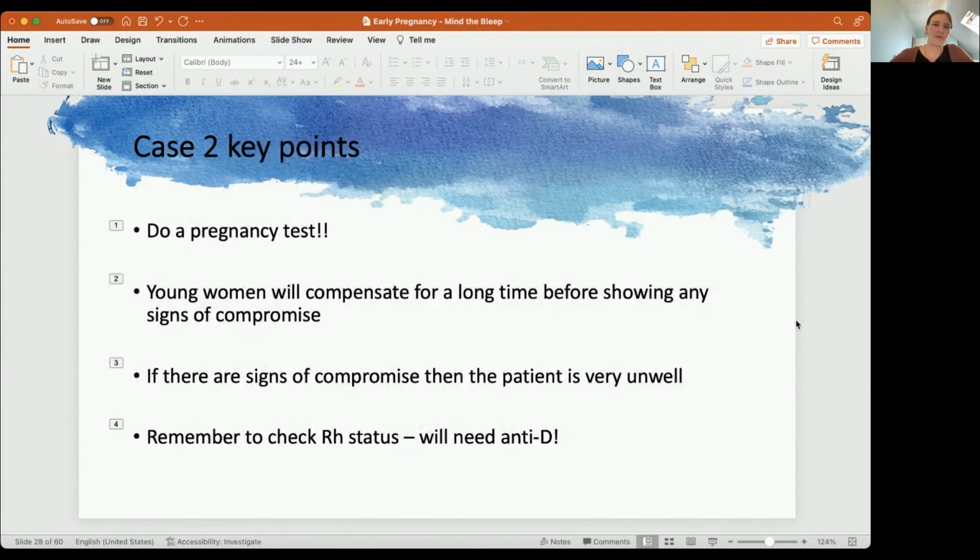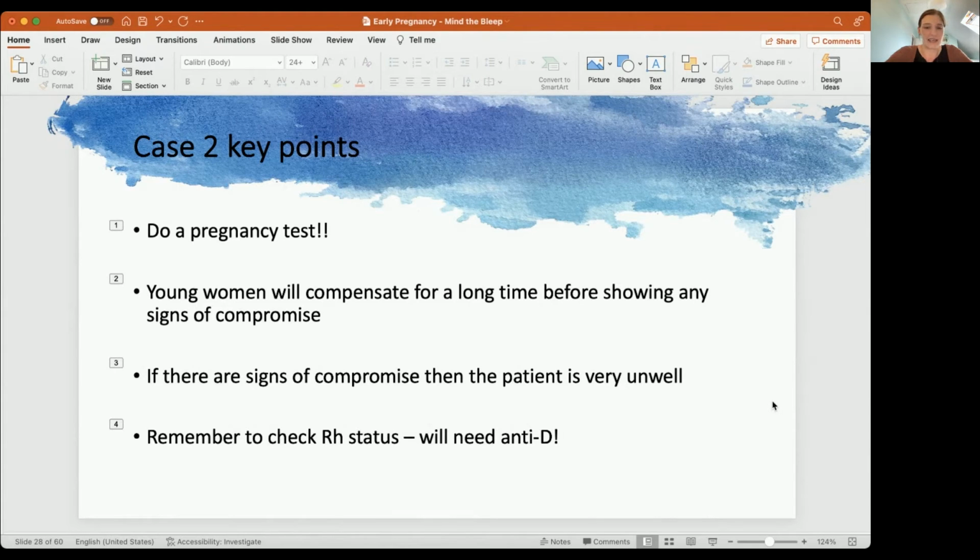So basically, my key point is to do a pregnancy test. They can tell you whatever they like about how pregnant they are, but you must always do a pregnancy test. Also, this case was a good case to show how women compensate for a very long time. She probably had most of that litre of blood in her abdomen the whole day, really, but she was fine until right at the very end.